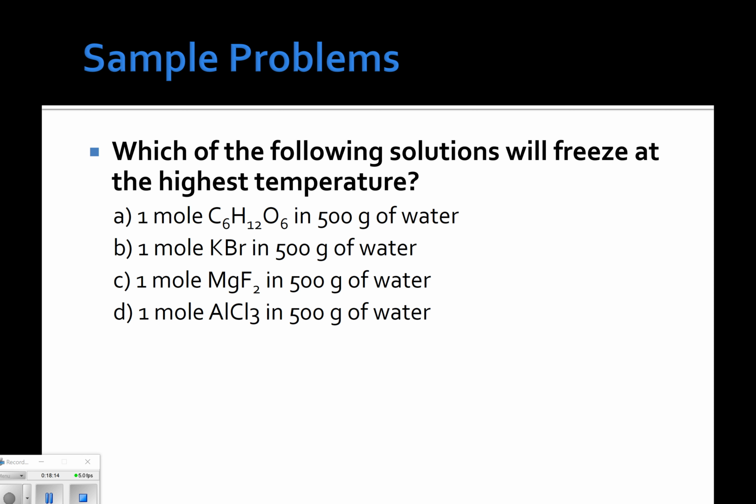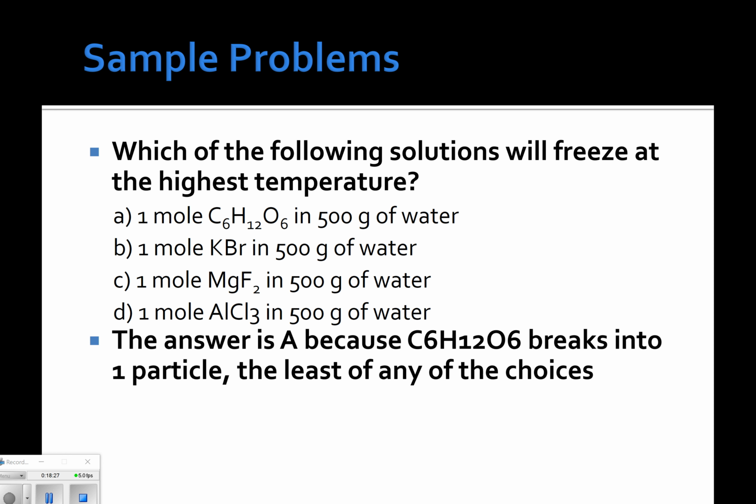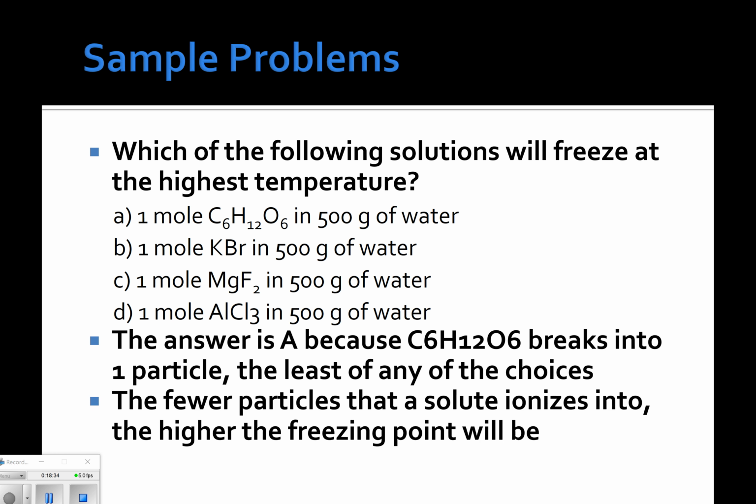Which of these solutions will freeze at the highest temperature? This is going to be one where we have the least effect on the resulting solution, or the one that is least concentrated, or the one that breaks up into a fewer number of particles, which would be choice A. It's only breaking up into 1 particle, which is the fewest amount of any of those choices there, and the fewer particles that a solute ionizes into, the higher the freezing point will be, or the least of an effect that the solute will have on that solution.